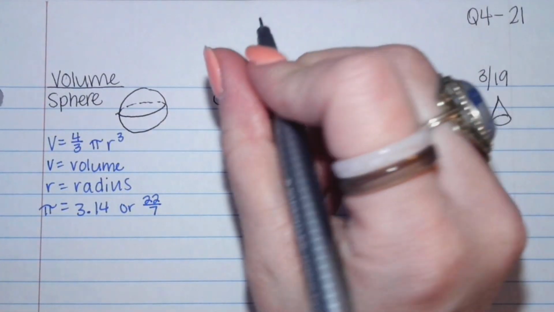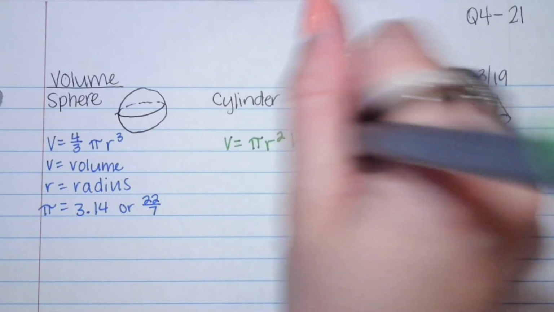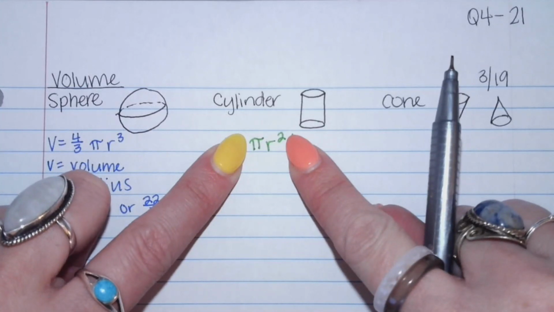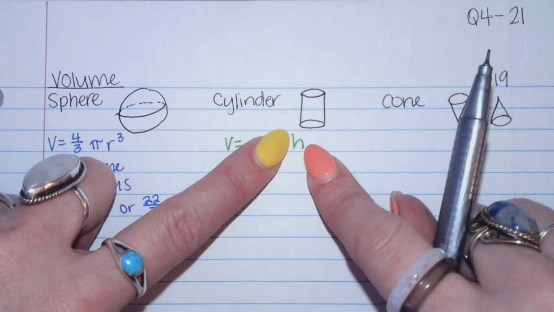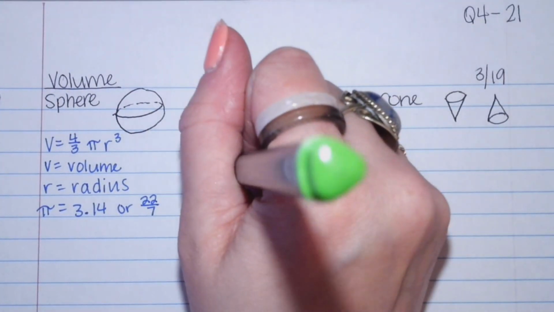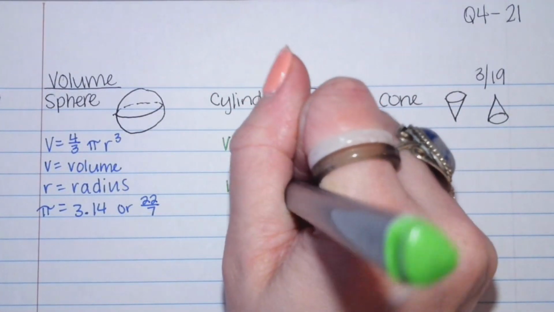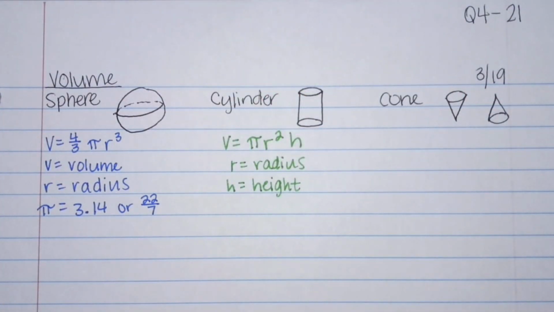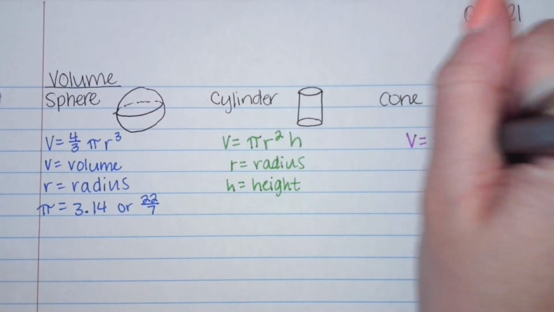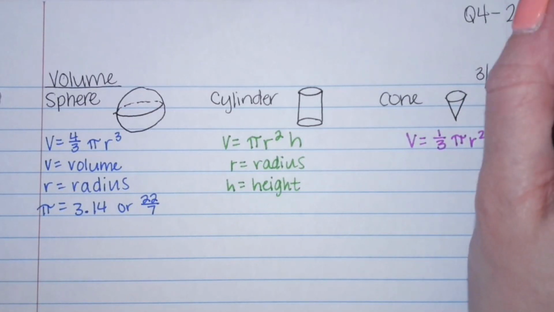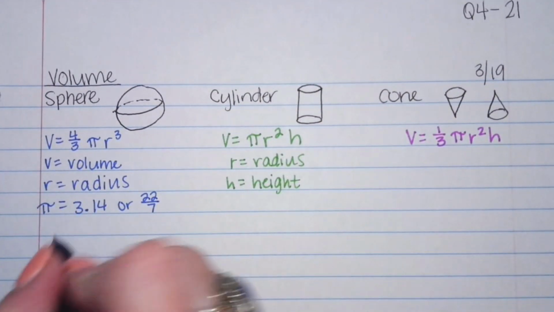The cylinder formula is V equals pi r squared h, where pi r squared represents the area of the base, which happens to be a circle, and so area of the base times height. r in this is also radius, and then h represents height. And then for a cone, we have V equals 1/3 pi r squared h. So let's look at how we use these in examples.